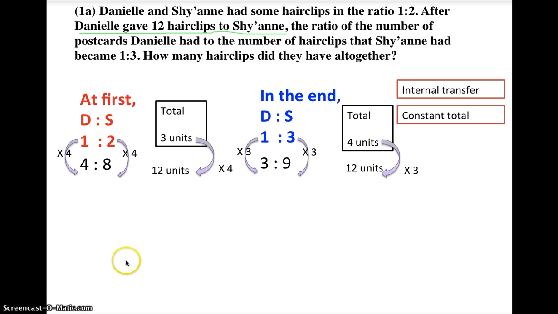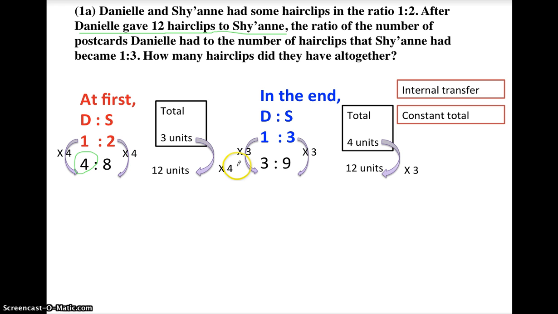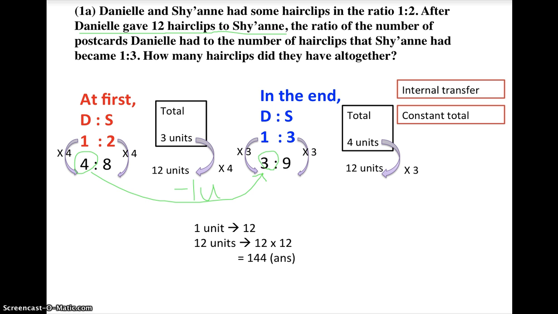Okay, so if you look at the beginning, Danielle has 4 units and in the end she has 3 units. Alright, so from here you can tell that Danielle actually decreased by 1 unit. Alright, therefore 1 unit represents 12. And to find the total number of hair clips, which is 12 units altogether, at first, it's just 12 times 12.